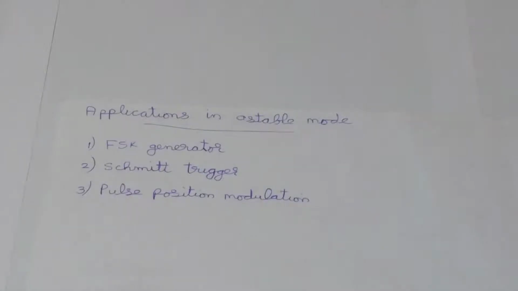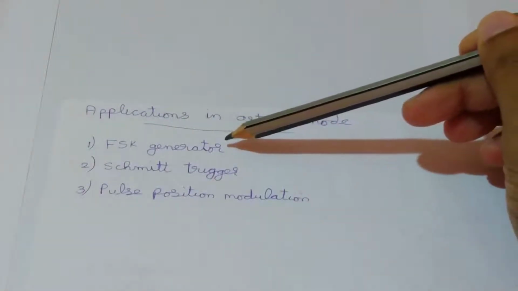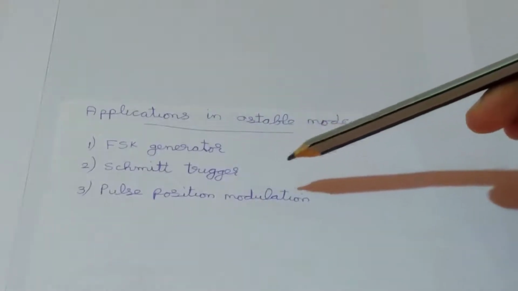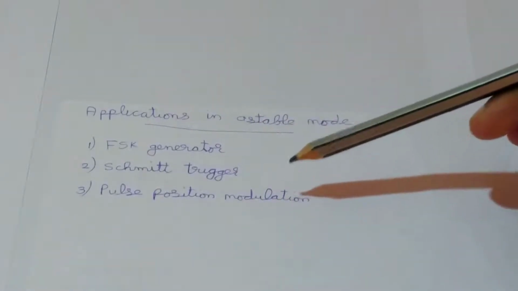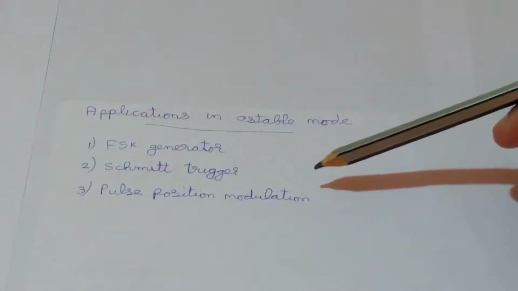Today we are going to discuss applications of 555 timer IC when it is operated in its astable mode. There are three main important applications. The first one, it can be used as an FSK generator, then it can be used as a Schmitt trigger circuit, then it can be used as a pulse position modulator. Let's now consider these applications in detail.